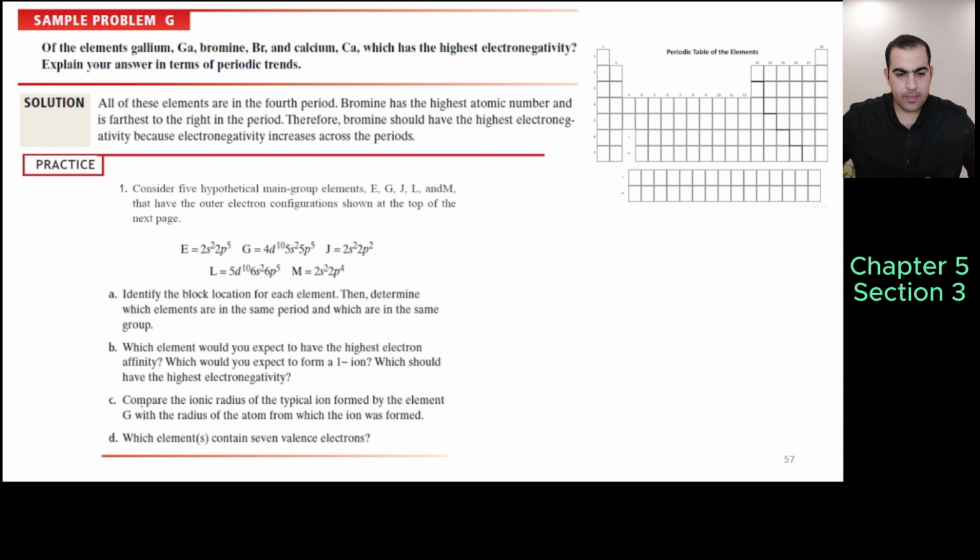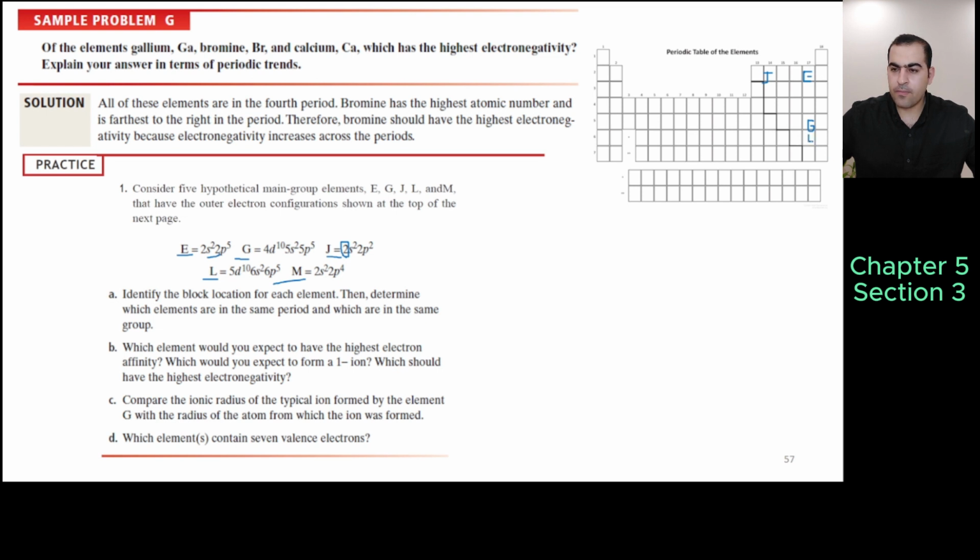Now we have hypothetical elements E, G, J, M, L. I'm going to do it in this empty periodic table. Let's put them in the periodic table. This element is in period 2, and which group, 17. Okay, that's here. This is E, and G is in group 17, fifth period. 4, 5, so this is G, and J is in second period, and which group? 2 plus 2, 4, 14, period 2, this is J, and L is in sixth period, group 17, this is L.